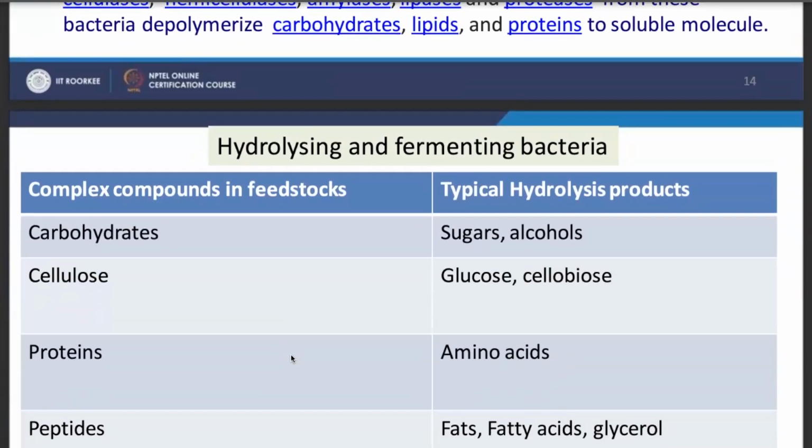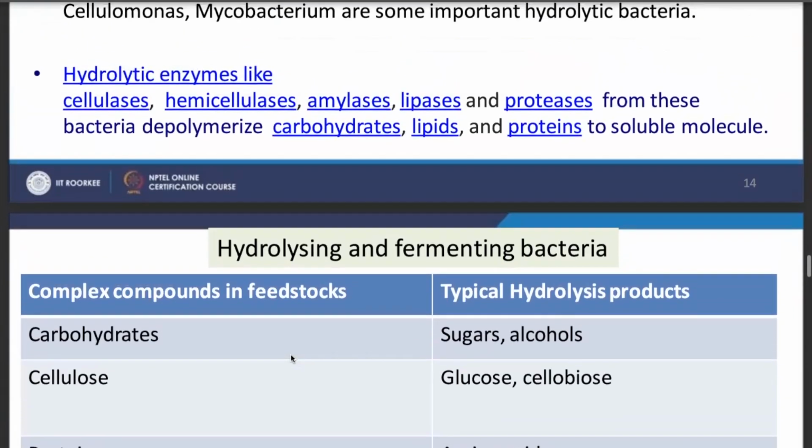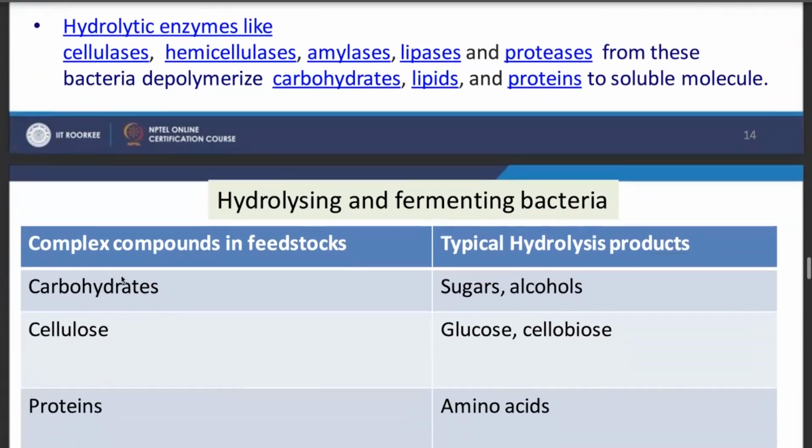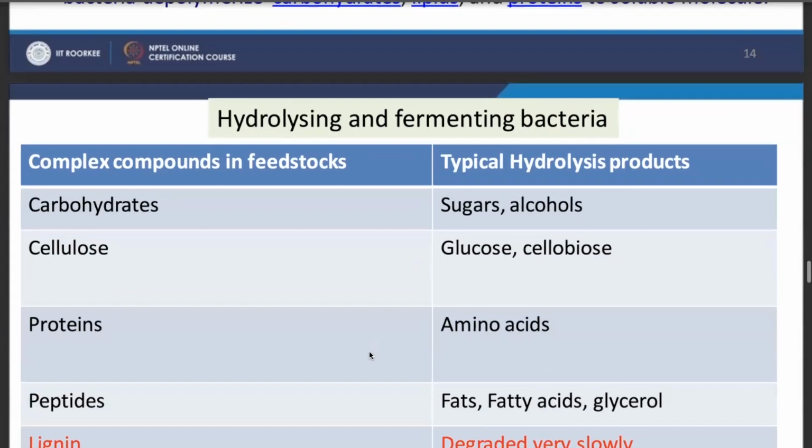Next, if we are subjecting cellulose, right? So for cellulose, what will we do? Either we will subject the cellulosic raw material to Cellulomonas, which will digest cellulose, or we will subject this raw material to cellulases, which will break down the cellulose. And what will it form? It will form basically glucose and cellobiose. Glucose is the monomer and cellobiose is the dimer.